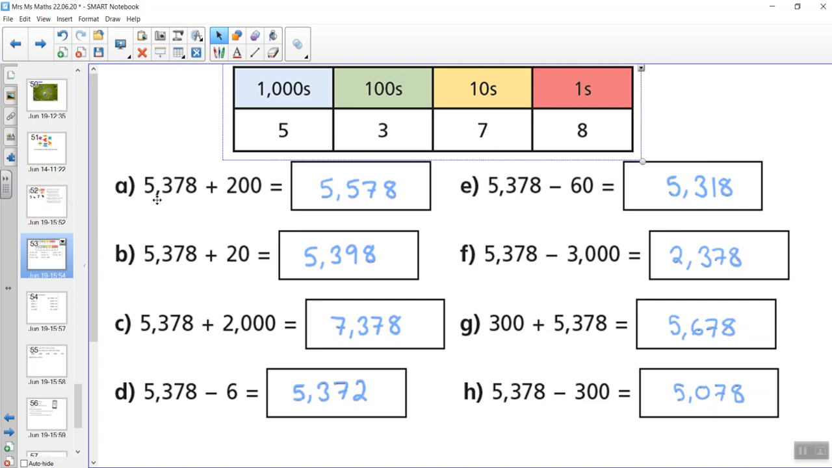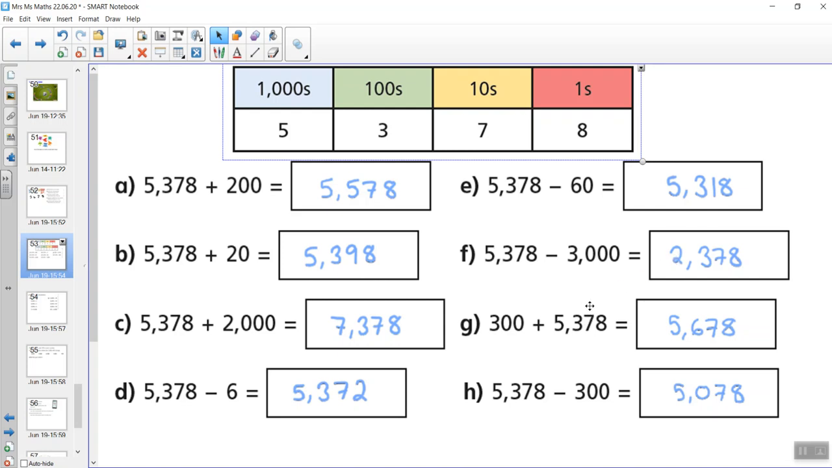5,378, add 2 hundreds, so that would change to a 5. 5,378, add 2 tens, that's going to change to a 9. 5,378, add 2 thousands, this one would change to a 7. 5,378 take away 6, this one is going to change to a 2. 5,378 take away 60, so this 7 would change to a 1. 5,378 take away 3,000, so our 5 would change to a 2.